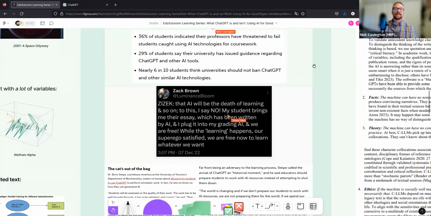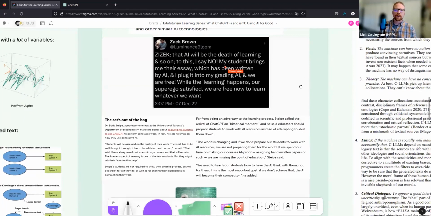And then 6 in 10 students think universities should not ban ChatGPT and other similar AI technologies. So I'm willing to bet that probably the ballpark for K-12 is very similar. And so that's a bit on the reactive side, right? We're trying to play catch up with these tools and kind of buying into their own hype.